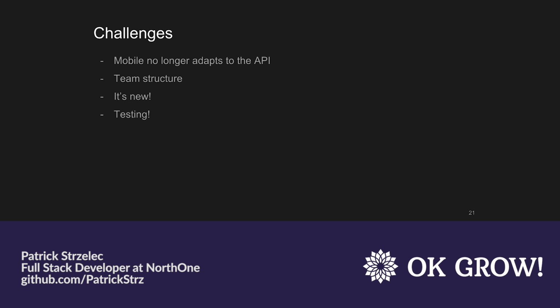So mobile no longer adapts to the API. Typically, if you have a bunch of REST services built out, there isn't much room for change. So it's a little bit rigid. Here we were very flexible. At first, we didn't know how far to go. And there's like a lot of back and forth. So figuring that out. Team structure was also a little difficult at first.